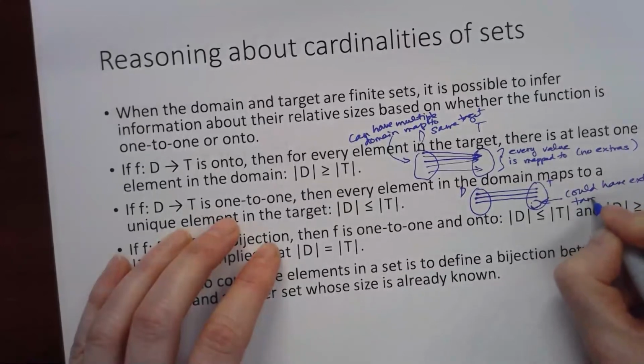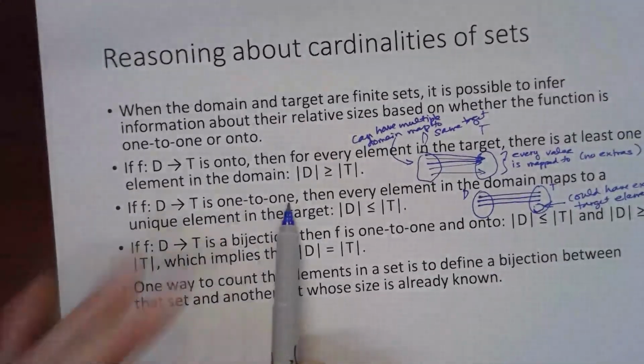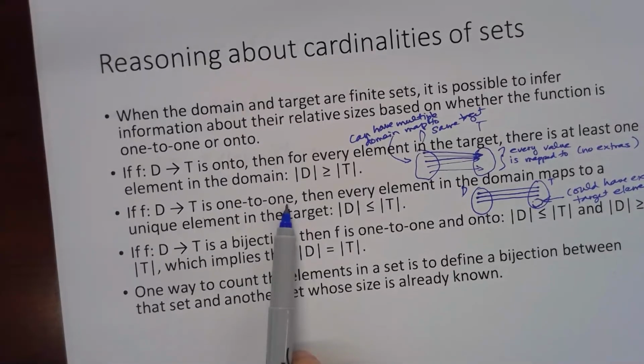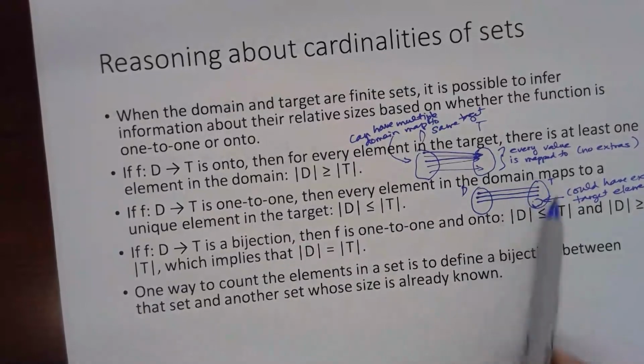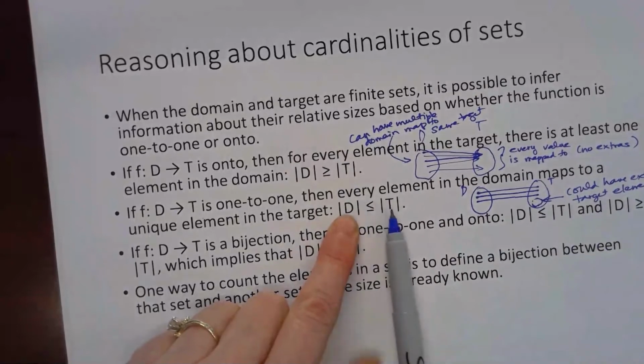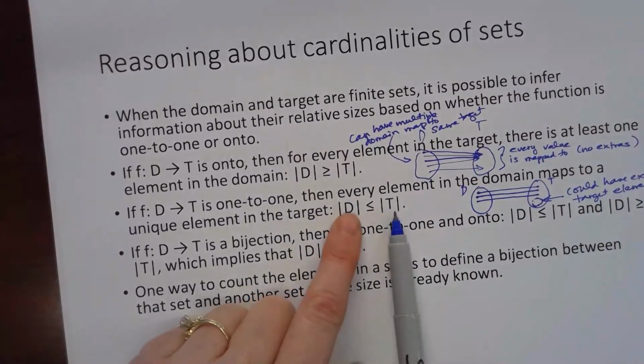So I could have extra target elements that don't get mapped to. Because notice, all I know is it's one-to-one. I don't know it's onto, so I don't know if the target and the range are actually the same thing. So we very well could have that the target and the range aren't the same, and there are extra values in the target that aren't in the range. So if this is the situation, I know that the domain has at least as many as the target, but the target could have extra ones that aren't accounted for as well.